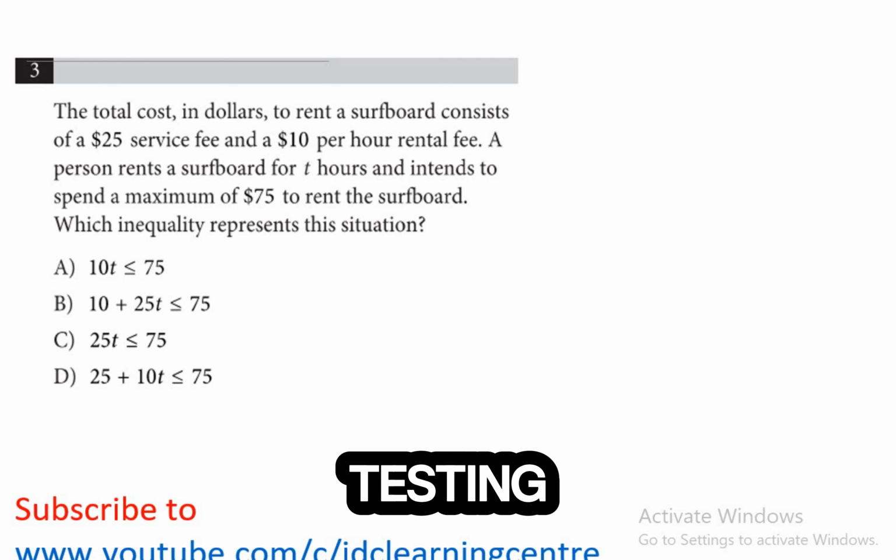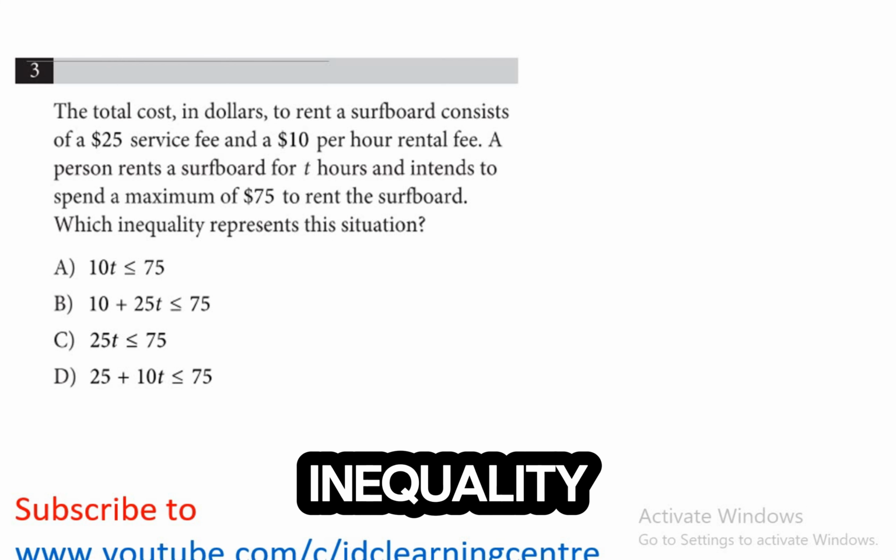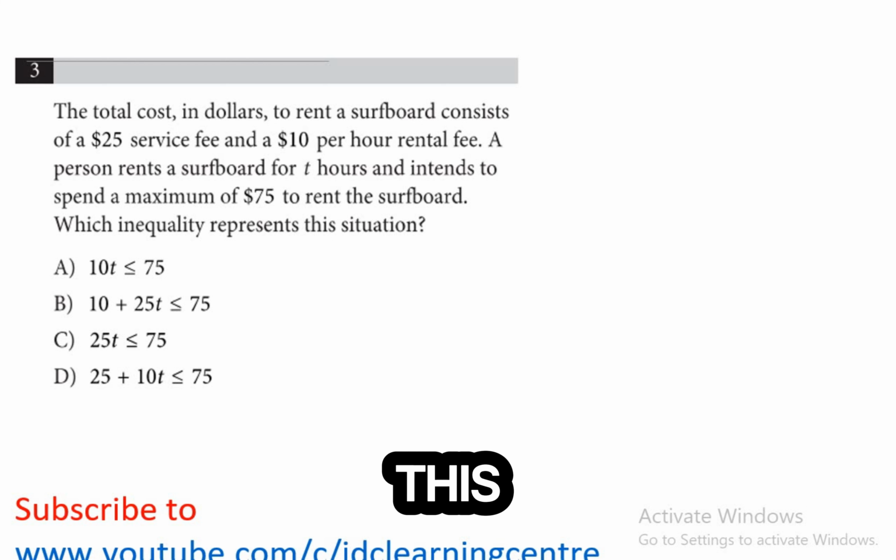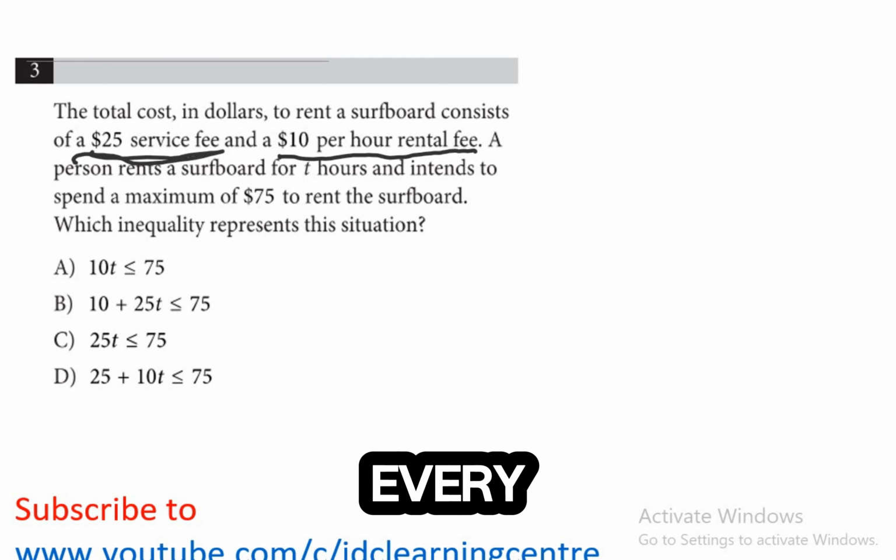Now, this question is testing your knowledge on linear inequality. Now, this service fee is a one-time fee. So this $25 is a one-time fee. And then here we have a $10 per hour rental fee, which tells you that for every hour, the person pays a $10 rental fee. Here we have a maximum. Maximum means that that is the amount you have as the highest. So you could have less than $75, but the total amount will not exceed $75.